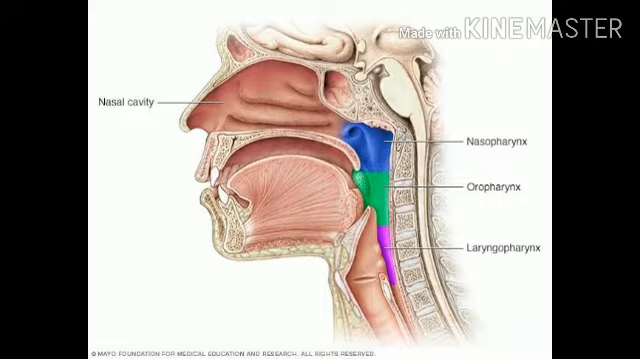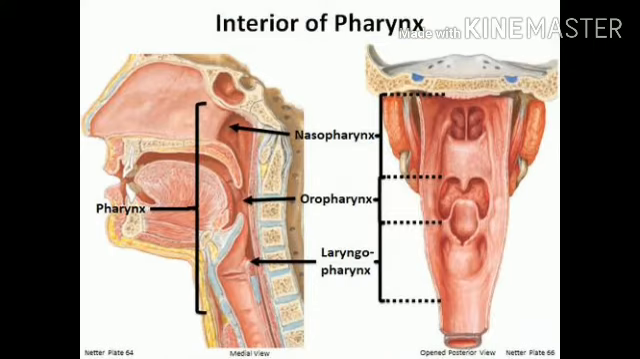It is the lowest part of the pharynx. Boundaries of the laryngopharynx: above, it is continuous with the oropharynx; below, it is continuous with the esophagus; anteriorly, the laryngeal cavity or inlet of the larynx. And it is lined by a specialized epithelium, called stratified squamous epithelium.